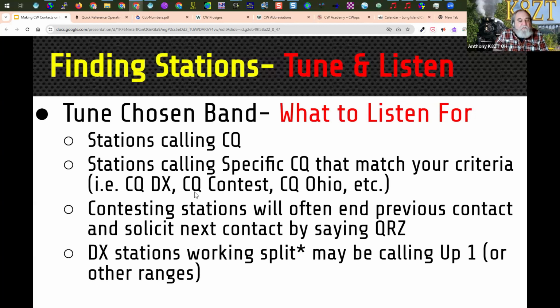Now, one of the big differences between DX stations operating split on CW versus phone is they tend to use a much narrower range. They won't say 5 to 15 up. They'll say 1 up, and that usually means if you tune up, you might find them, in the most extreme case, maybe 1 to 5 up, but they don't go much beyond that. Because you can fit a lot more CW signals in the same range as you can a phone signal.